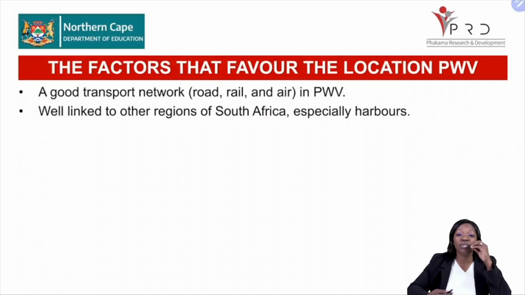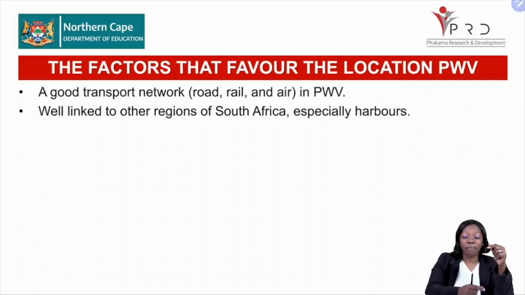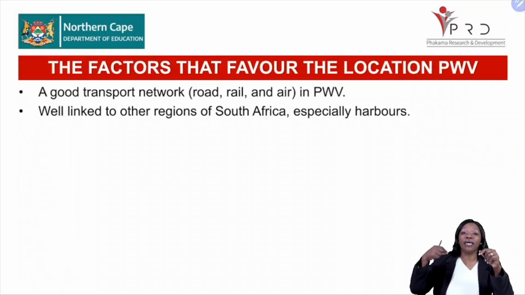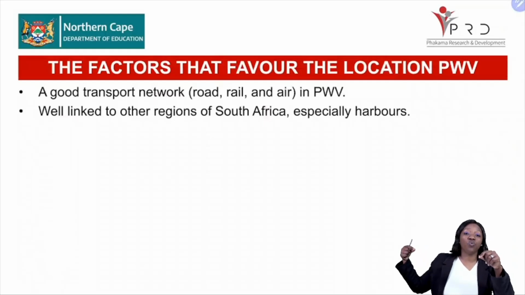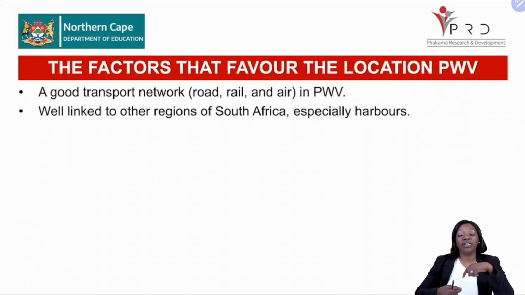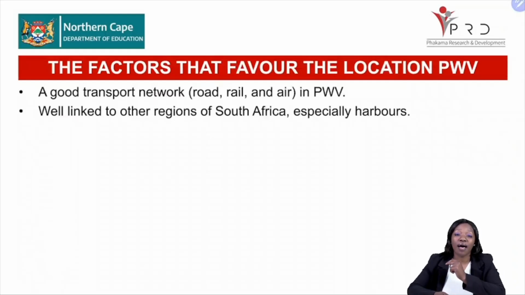Then when it comes to the international, because they are linked, there is a road from the PWV that can link into PE, and there is a road again, or the railway, that can link straight to your Durban Pinetown or straight to your Southwestern Cape. So it is linked very well with the harbour.